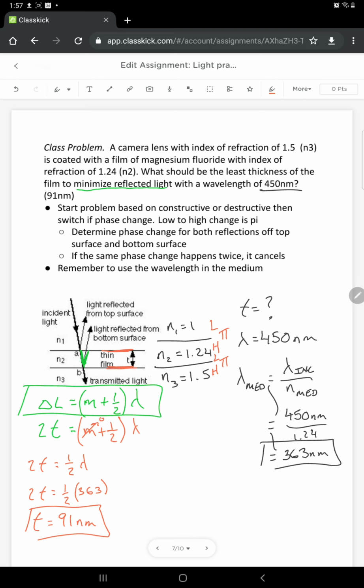So 91 nanometers would be your minimum thickness. Double it, you'll get another one. Triple it, you'll get another one. So you could make thicker films that could also do the same thing, but this again was the minimum film thickness.